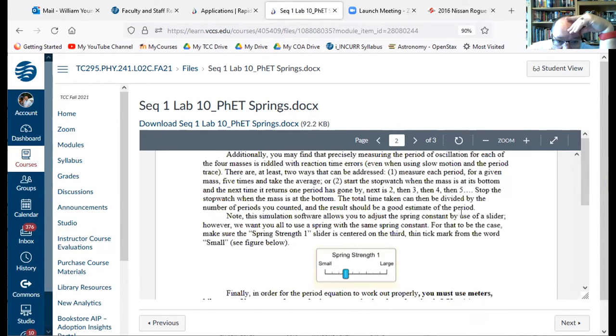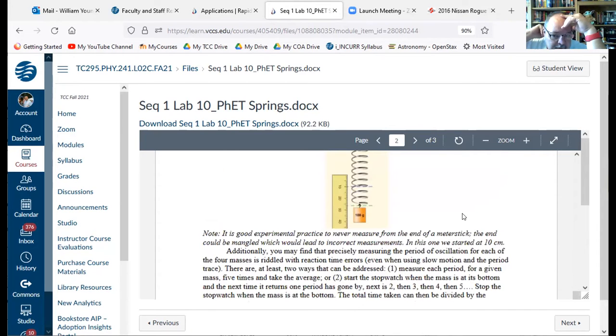Note, it is good experimental practice to never measure from the end of a meter stick. The end could be mangled, which would lead to incorrect measurements. And this one we started at 10 centimeters.